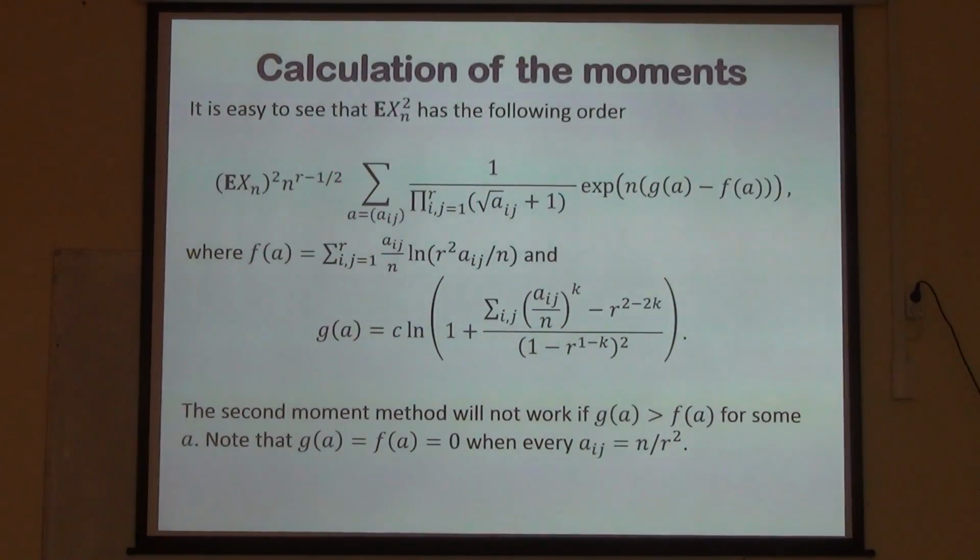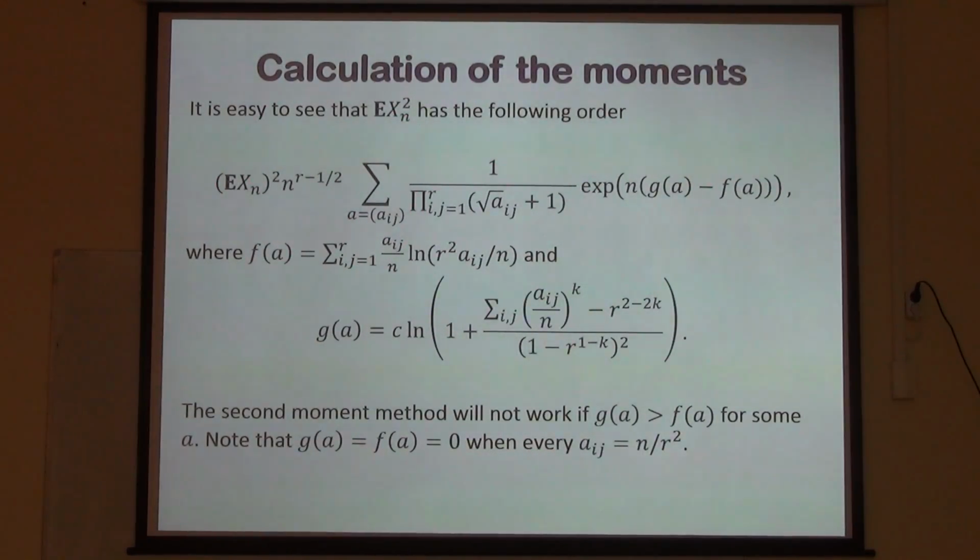which is the sum over matrices. Here in the exponent we have some functions depending on our matrix A, so f of A and g of A. F of A is just an entropy function, and g of A is this. The second moment will not work if there exists A such that g of A is greater than f of A, because then we will have an exponent greater than 0, and so it will be very large.